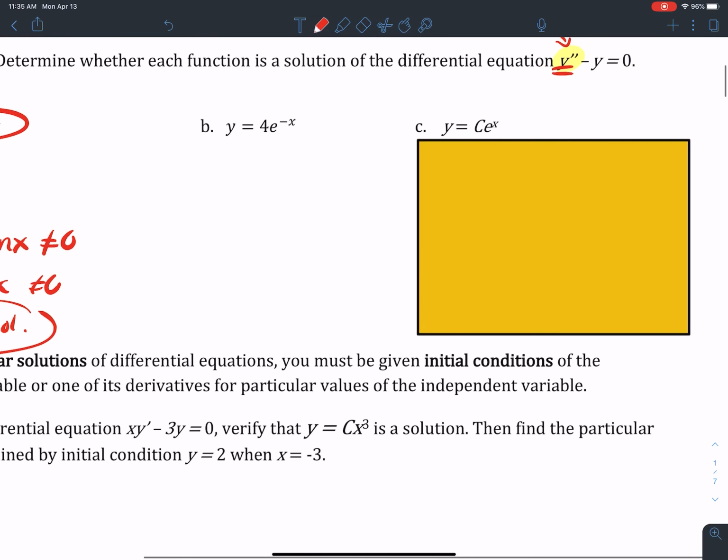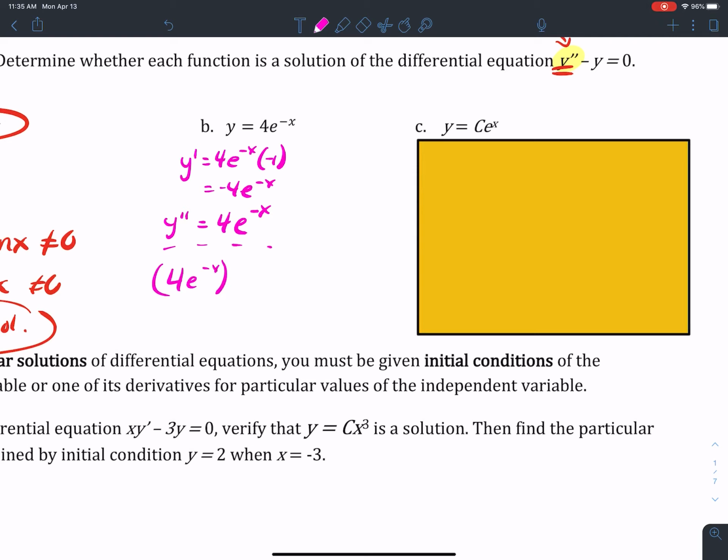One more example here. Again, we're given this new curve, an exponential one. Again, we'd have to figure out the second derivative. Using our chain rule, we get 4e to the negative x times negative 1, which I'm going to simplify. Then our second derivative, using that same process, is just going to be 4e to the negative x. Plugging that back into the original differential equation is 4e to the negative x, which is the second derivative of y, minus the original function. Is that equal to 0? And here we do get a true statement. So yes, this is a solution.